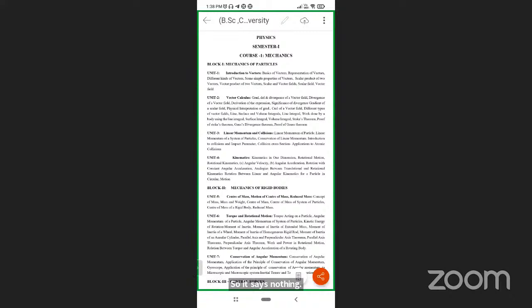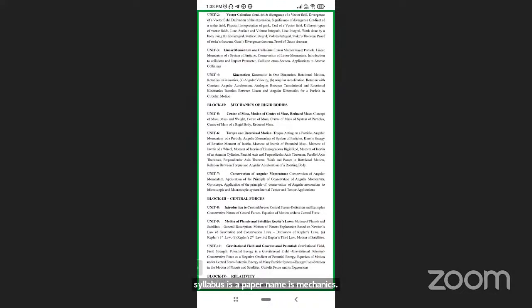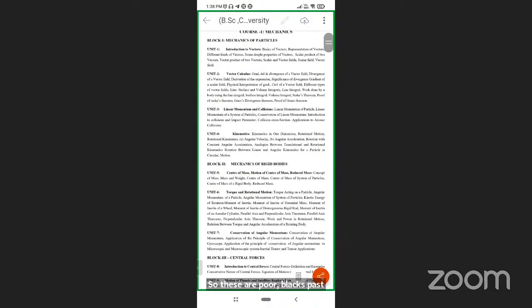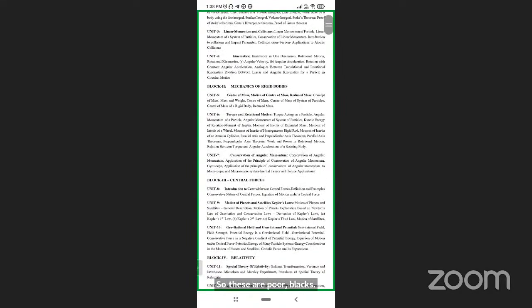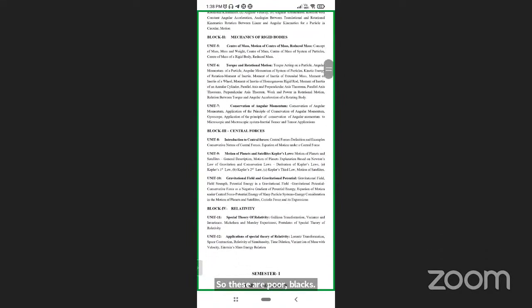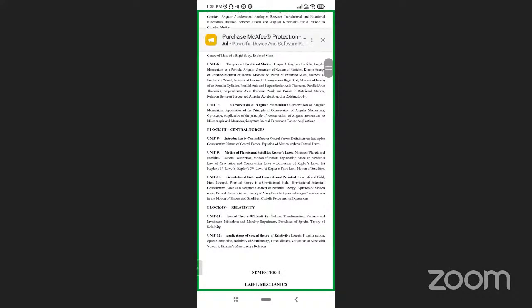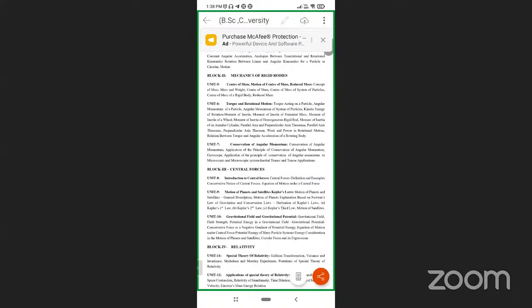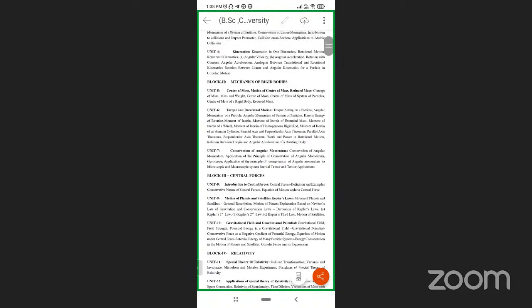Okay, today is physics, that is, the semester-wise syllabus, the CBS syllabus. So the physics semester 1 syllabus paper name is mechanics. These are 4 blocks. The first block is mechanics of a particle, the second block is mechanics of a rigid body, the third block is central forces, and the fourth block is relativity. This is your semester 1 syllabus.